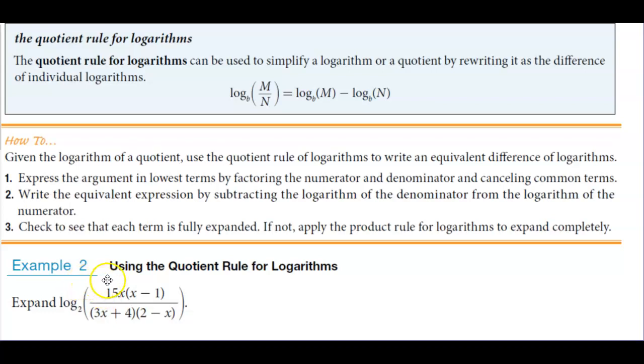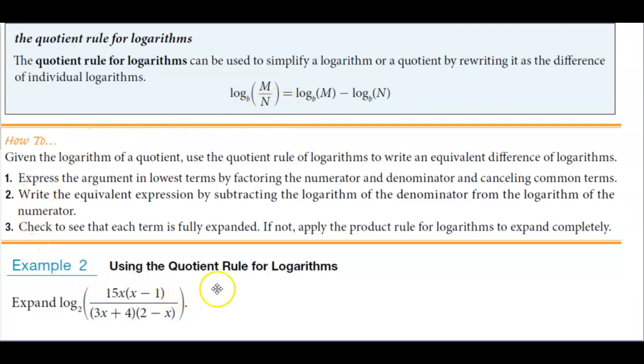For example 2, we want to be able to use the quotient rule for logarithms. So let's go over the definition for the quotient rule for logarithms. The quotient rule for logarithms can be used to simplify a logarithm of a quotient by rewriting it as the difference of individual logarithms. The log base b of m divided by n is equal to the log base b of m minus the log base b of n. So we're subtracting the log of what's in the denominator.